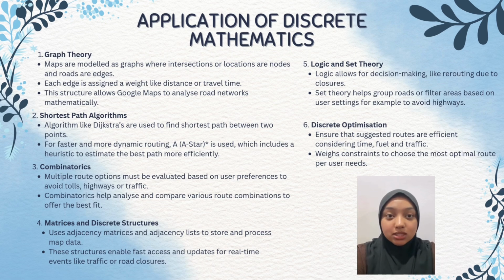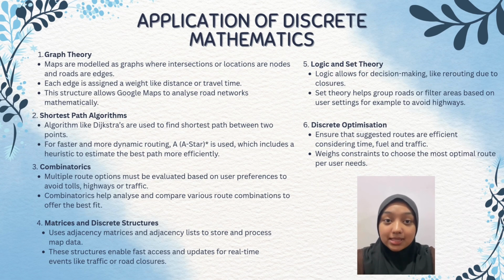Matrices and discrete structures. To store and process map data, systems use structures like adjacency matrices and adjacency lists. These help in efficiently handling real-time updates such as traffic conditions or road closures. Next, logic and set theory. Logic is used for decision making, such as rerouting due to a road closure. Set theory helps in filtering or grouping road segments. For instance, users might filter routes to avoid highways. Set operations help implement those preferences.